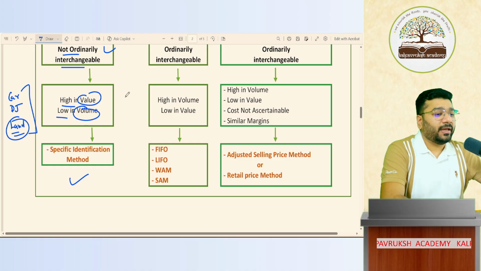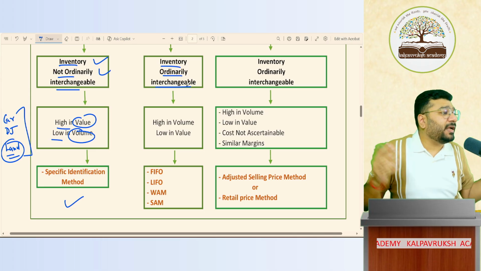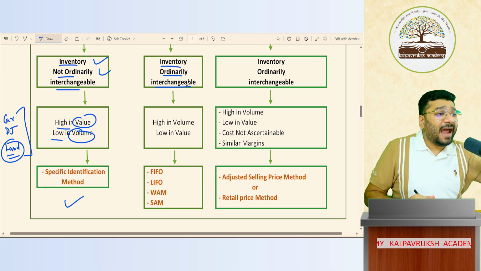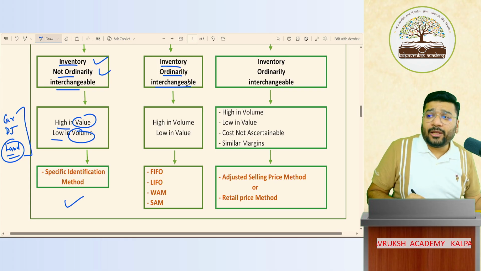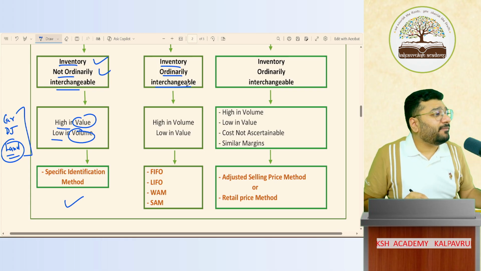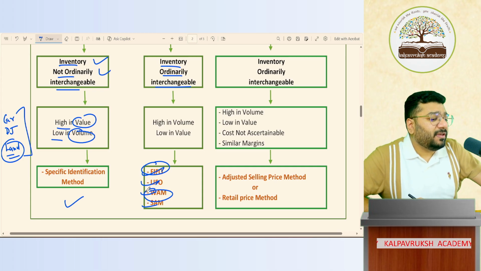Then we spoke about such inventories which are ordinarily interchangeable. If you mix and match them, it is very difficult to segregate them or identify their cost separately. So in that case, how do we value inventory? For that, four methods have been laid down: FIFO, LIFO, VAM, SAM. Accounting Standard 2 highly recommends FIFO and the weighted average method.